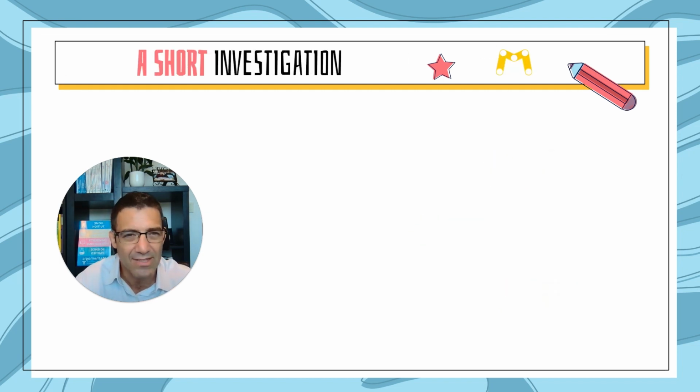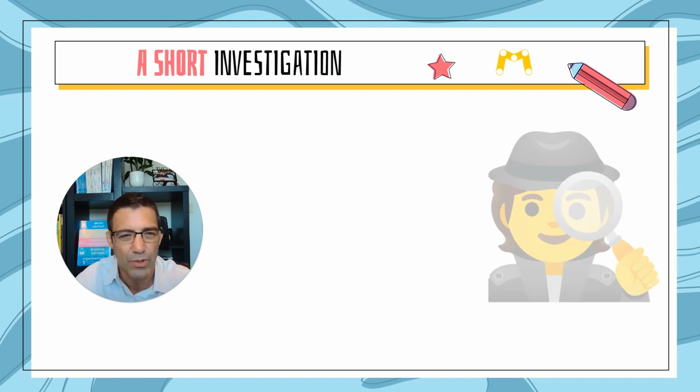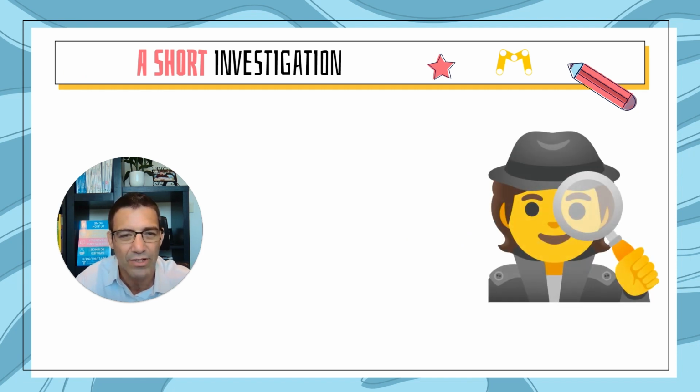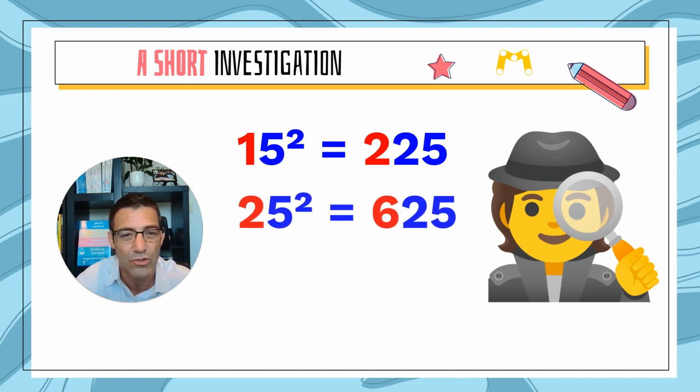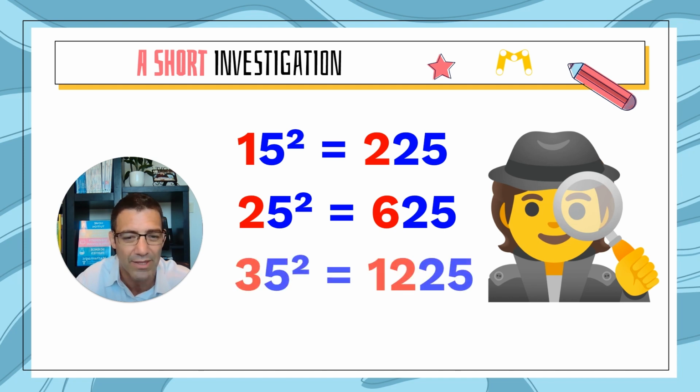To start today, I'd like to propose a short investigation. We're going to put our little detective hat on and look at 3 specific numbers. You don't have to take my word for it. You can just go and check that 15 times 15 is indeed 225. You're allowed to use your mind or a calculator. That 25 squared is 625, and that 35 squared is 1225.